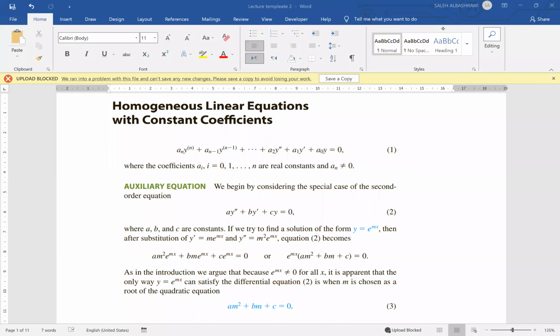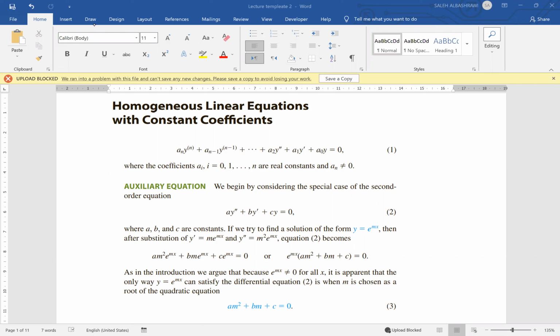بسم الله الرحمن الرحيم. In this lecture, we are going to speak about the homogeneous linear equations with constant coefficients. And we will deal with the second order differential equation and how to find the general solution for the second order differential equation.